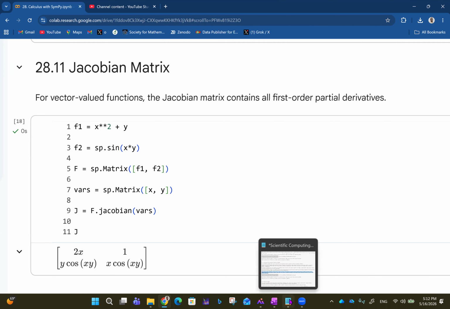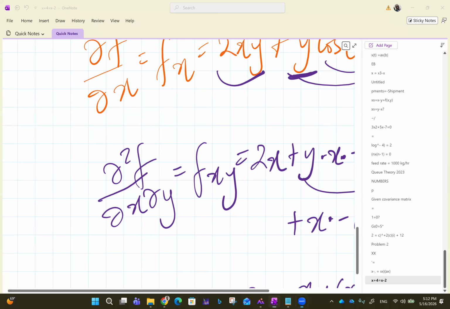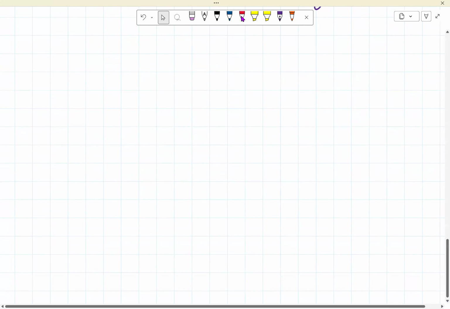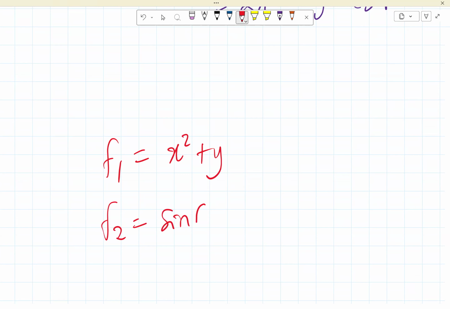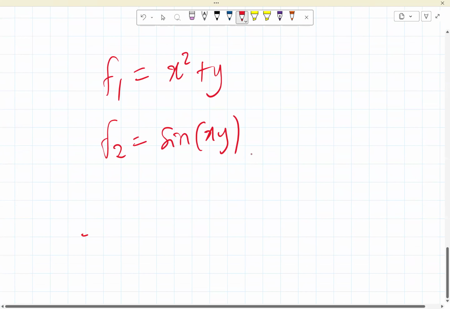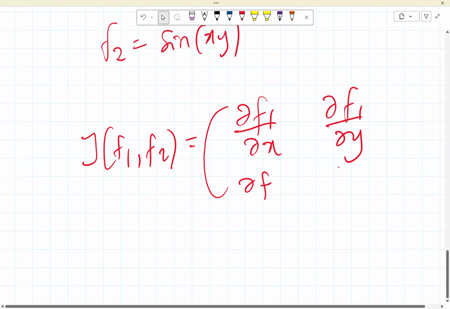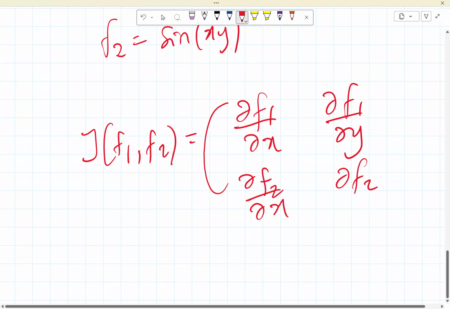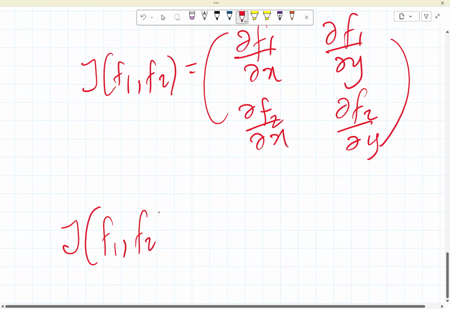Well, what that means is this. You have x squared plus y and sine xy. So you have f1 as x squared plus y, and f2 as sine xy. The Jacobian of f1, f2 will simply be partial f1 partial x, partial f1 partial y, then partial f2 partial x, partial f2 partial y. That's basically what that is.